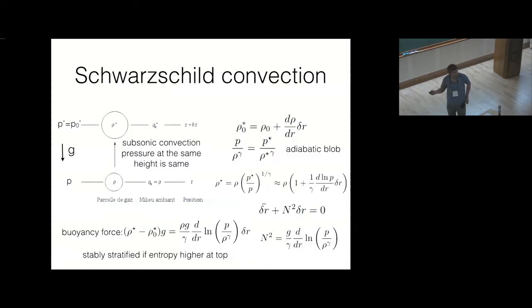But the point to remember is that when you displace this blob, you assume that it doesn't exchange heat with its surroundings. So P over rho to the gamma for this blob is the same. Then you go to a new height and equate the pressures of the displaced blob and the background, and see at the same pressure whether this displaced blob is heavier or lighter than its surroundings. If it is heavier, then it will come back, there's a restoring force, and it's a stable situation. And this is the Brunt-Väisälä frequency squared, which we have heard about a lot.